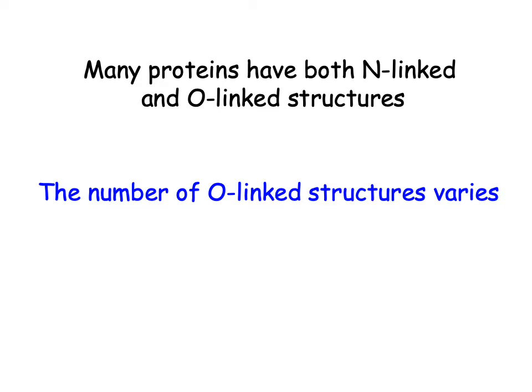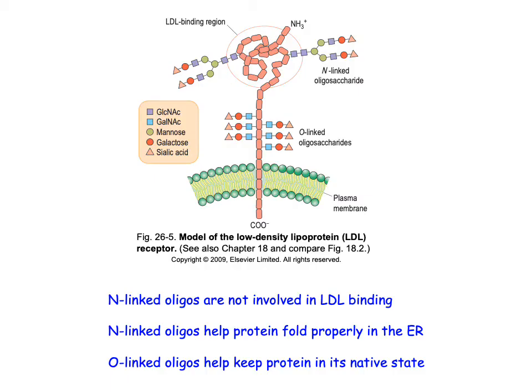Now, many proteins have both N-linked and O-linked structures on them. And again, the number of O-linked structures can vary from protein to protein. So here's an example of a glycoprotein. In this case, it's the receptor for LDL, or low density lipoprotein.